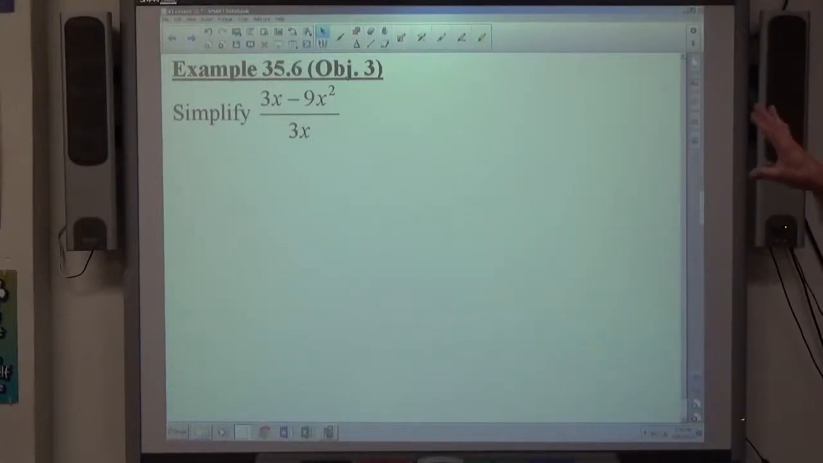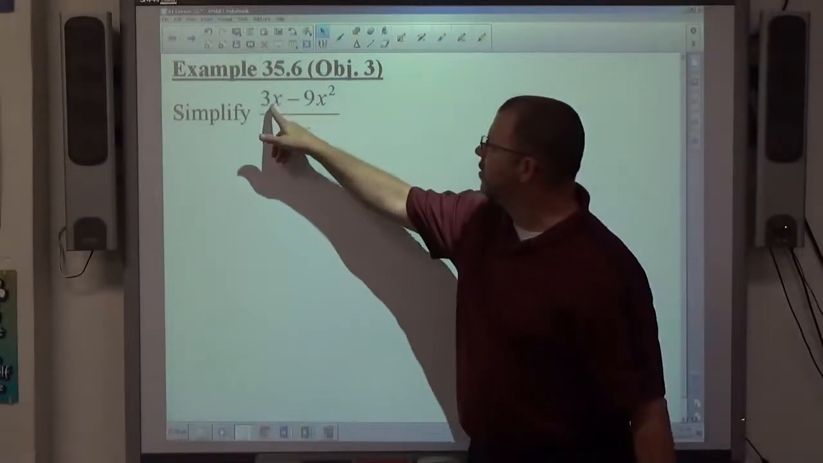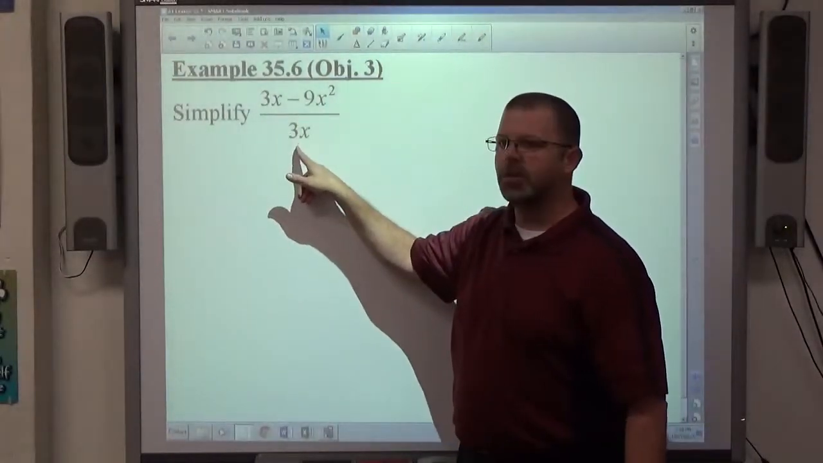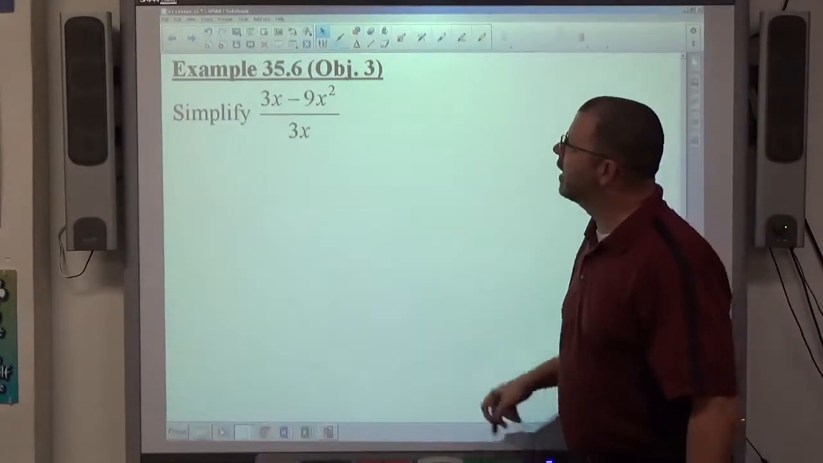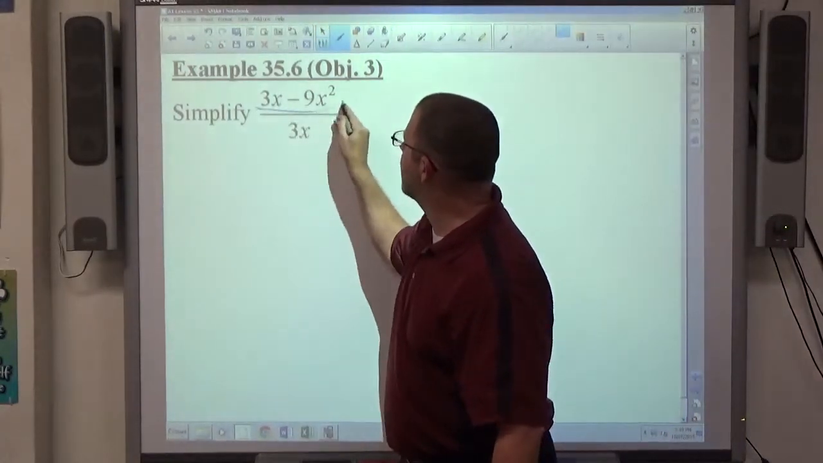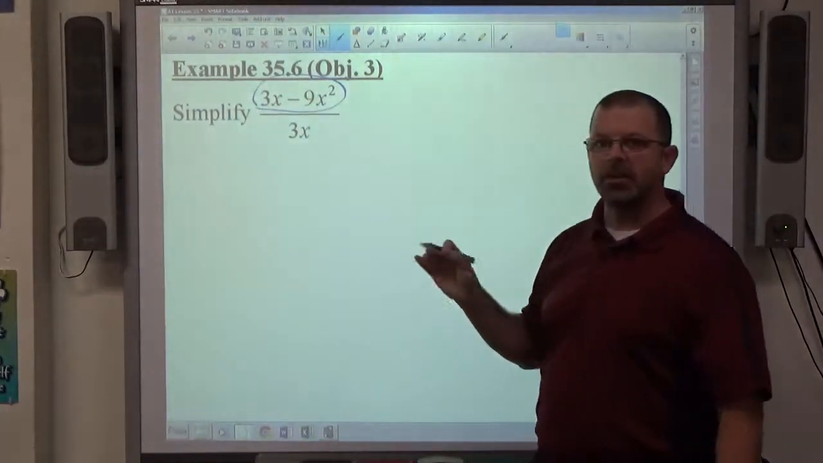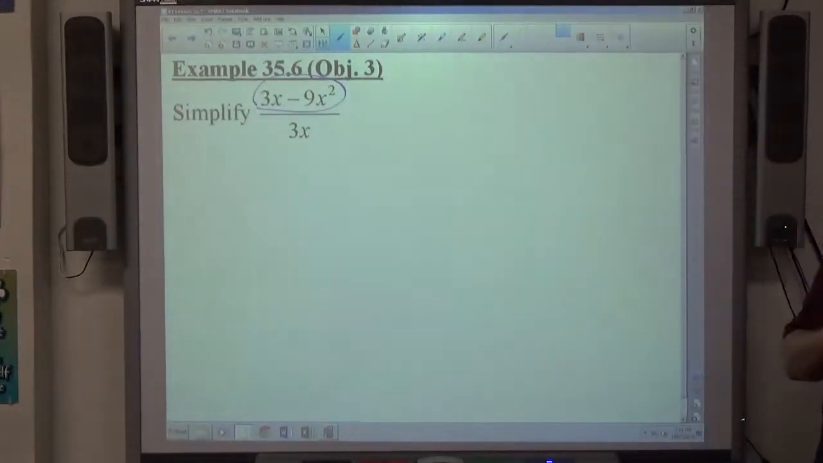Example 6. You'll notice the difference between example 6 and examples 4 and 5. Example 6 is a subtraction problem over a single number instead of a product, instead of a multiplication problem. So what I want to look at here is I want the top to be factored by a greatest common factor, just like we did all the other first 3 problems today.